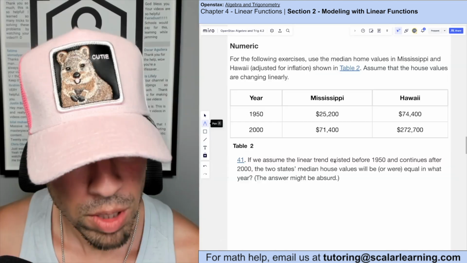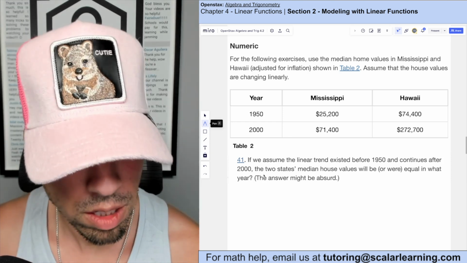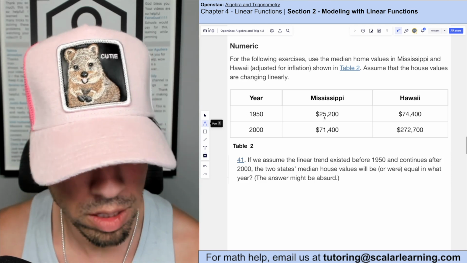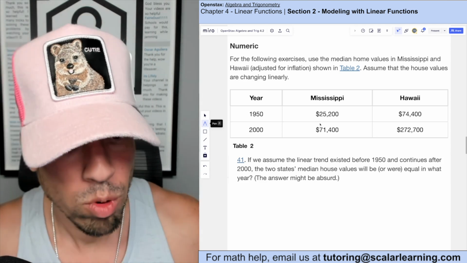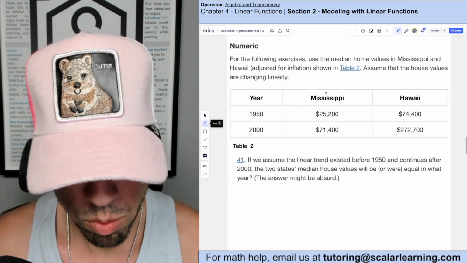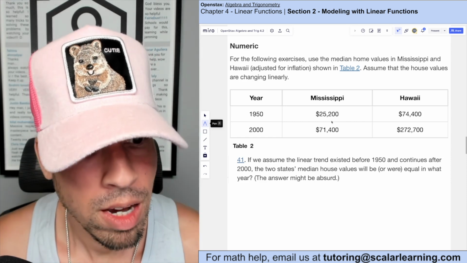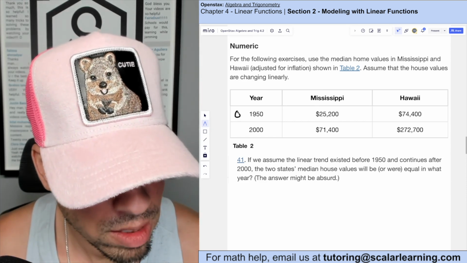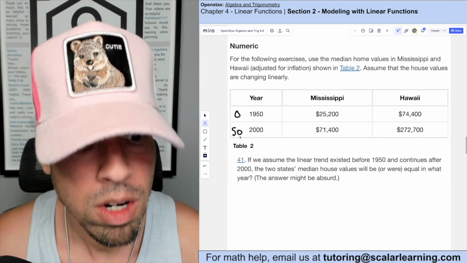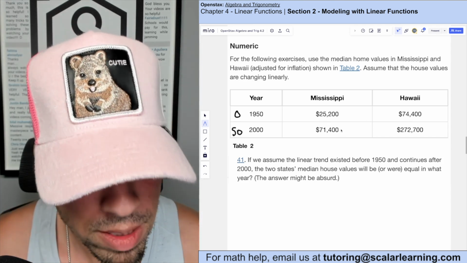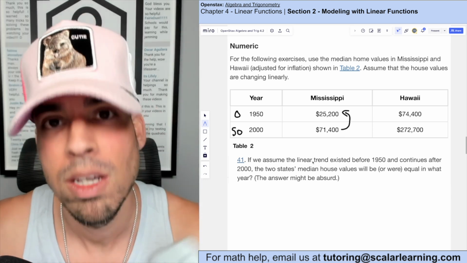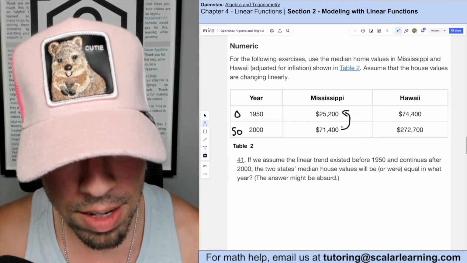Boom, done. If we assume the linear trend existed before 1950 and continues after 2000, the two states' median house values will be or were equal in what year? So what we're going to do is create these equations for both of these states based on information that we determined in a previous question. So first, I'm going to get the slope. And again, remember, 1950 is going to be my year 0. 2000 is going to be my year 50, 50 years from 0. And to calculate the slope, I take the difference of these two values. I'm going to subtract up in this case, because I'm going to get a nice positive value. And then I'm going to divide that value by 50.